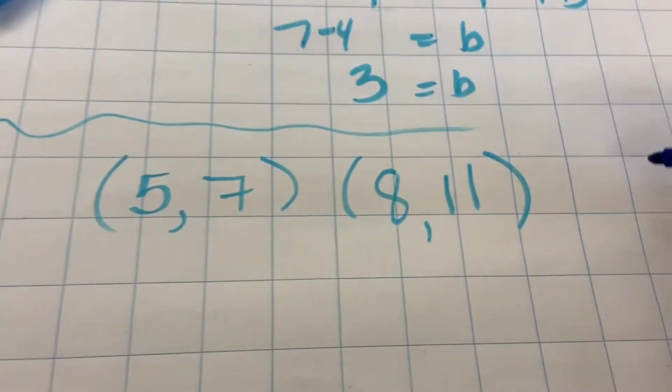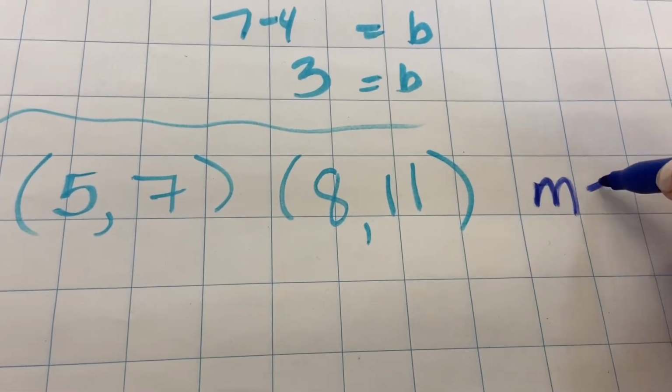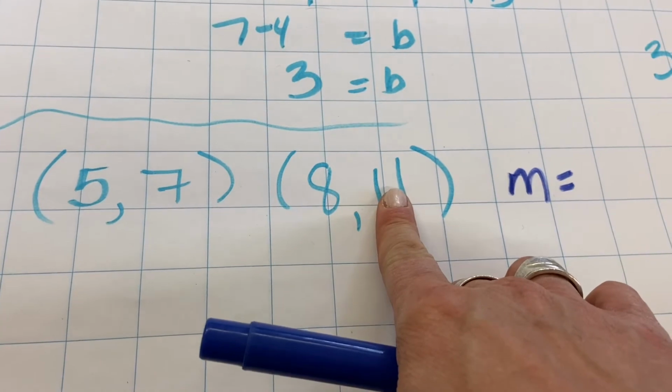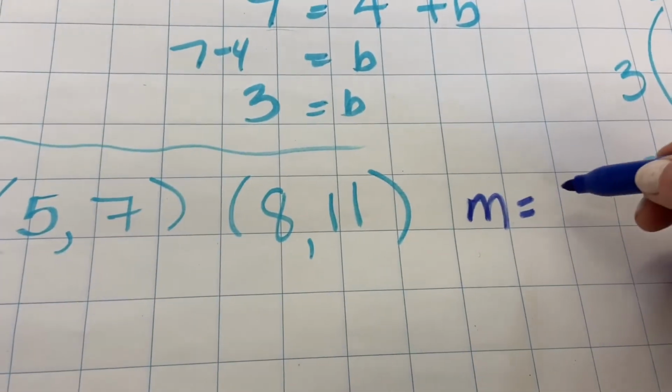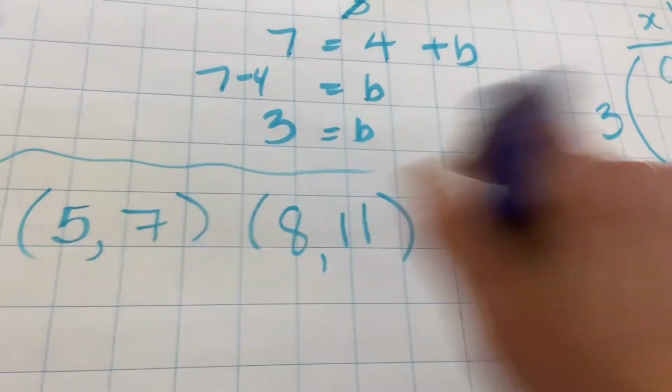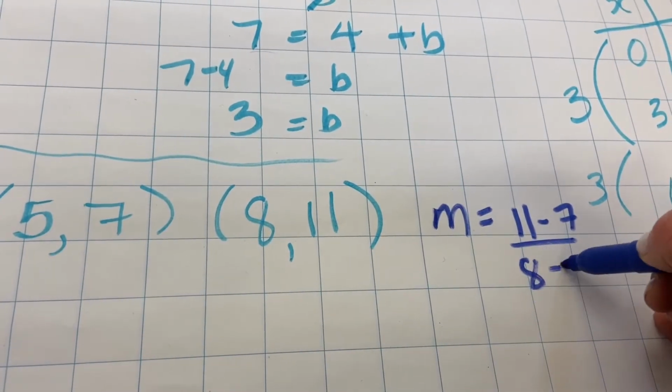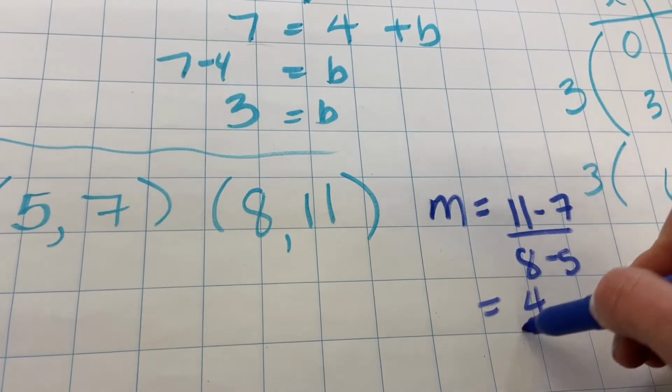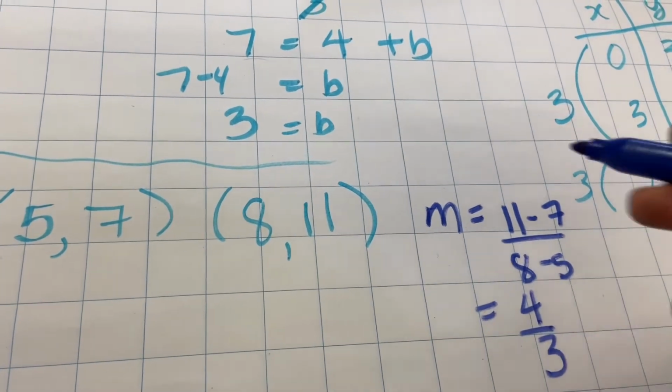So again, let's do our slope formula. Our slope formula says we have to do y2 minus y1. So 11 minus 7 over x2 minus x1, 8 minus 5. So I end up with 4 over 3. I end up with the same slope as last time.